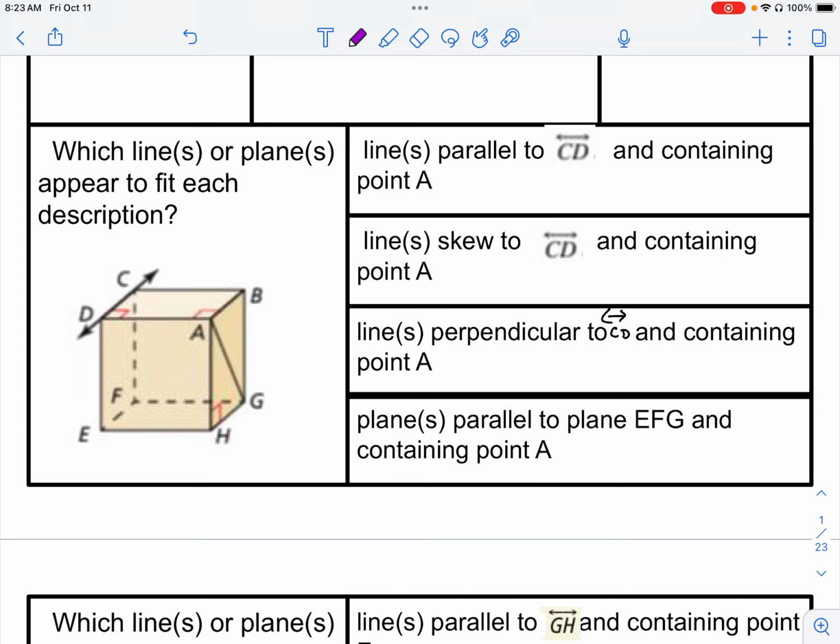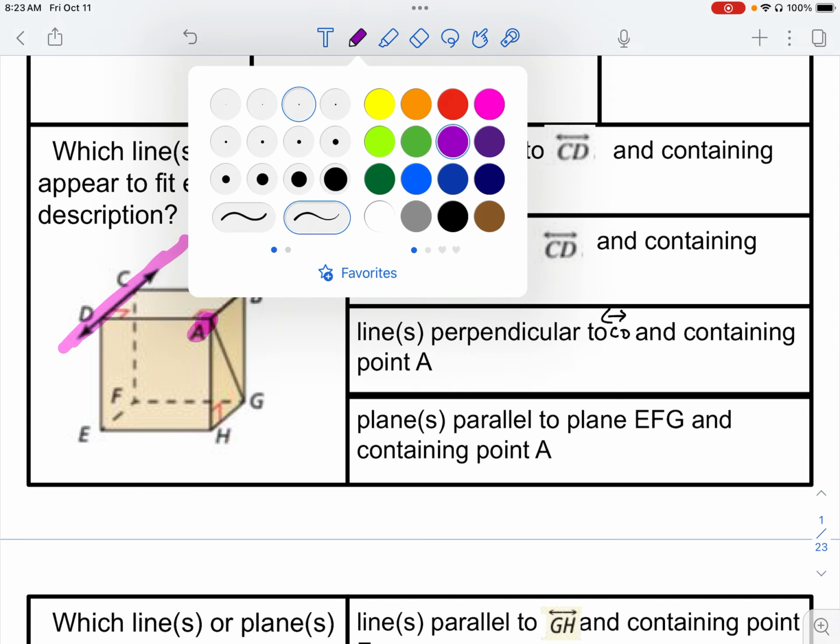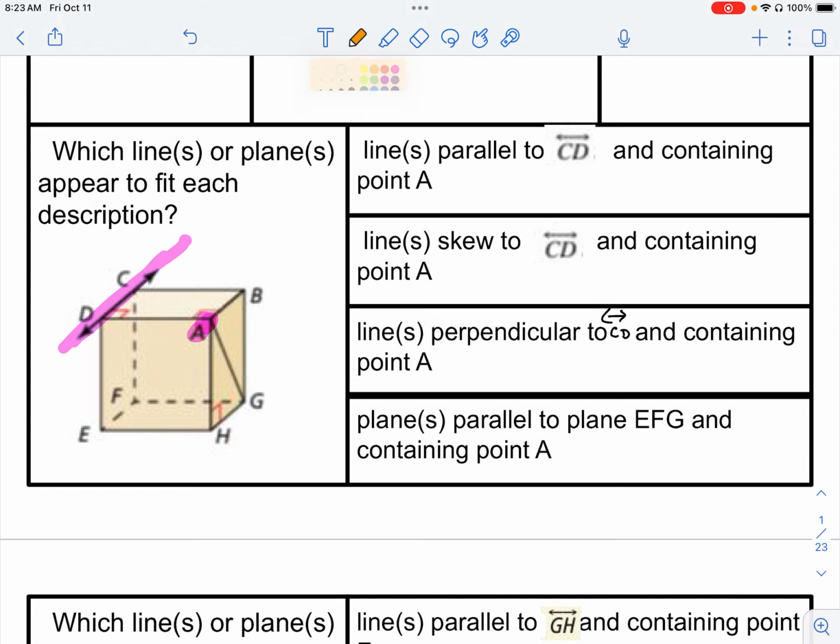So let's find a line parallel to line CD, which is this guy right here, and contains point A, which is this corner of the box. So if we think about just the parallel lines for 1 second, what appears that this will be parallel, this one will be parallel, and this one will be parallel. But only one of them contains point A, and that's line AB.